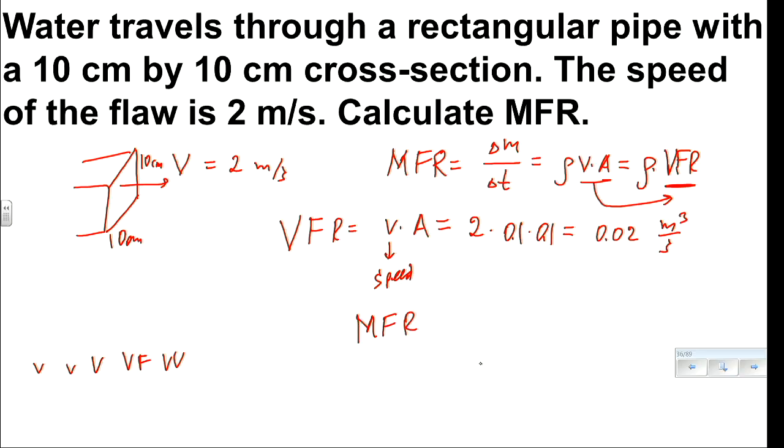Mass flow rate, just multiply this number by the density. 20 kilograms per second. It's straightforward. Now, how many kilograms travel in a minute? Well, delta M equals mass flow rate times time. So 20 times 60 seconds.